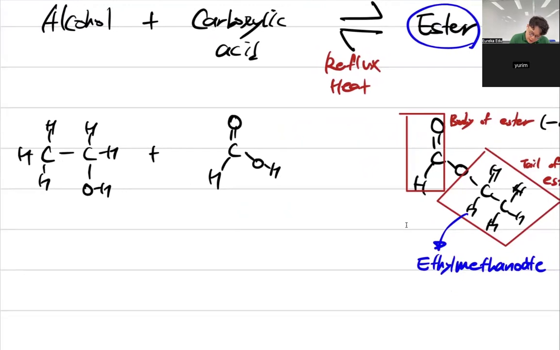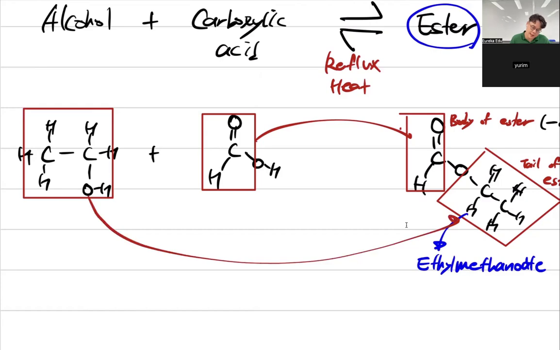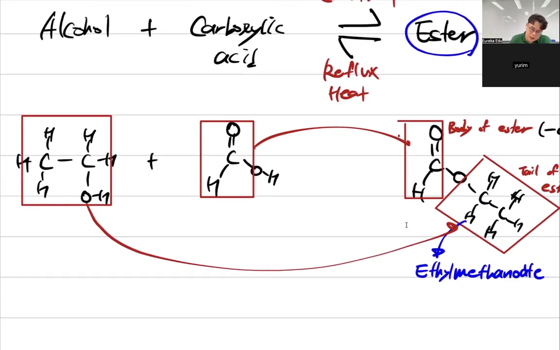Yes. If you could find that, this is the body of the ester. This was the tail of the ester too. So what you need to remember is that the body of the ester is produced from the carboxylic acid. The carboxylic acid, containing the carbonyl, becomes the body of the ester. And the tail of the ester would be from the carbon of the alcohol too.